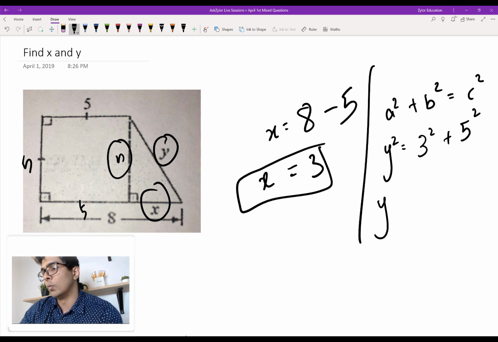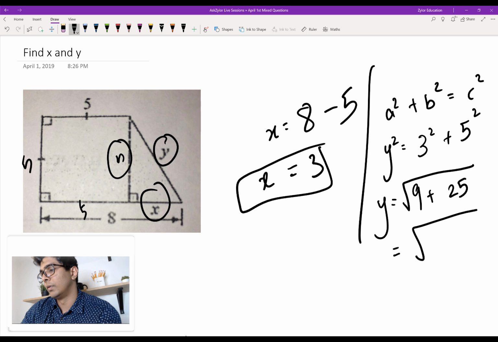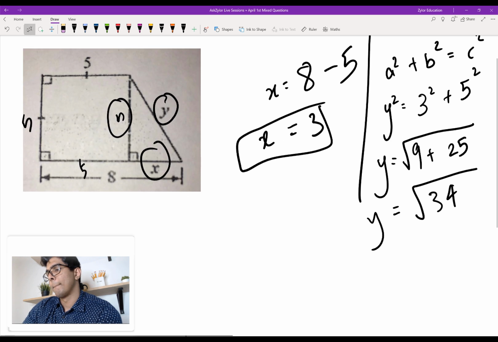So to find what y is, I have to get the square root of 3 squared, which is 9, plus 5 squared, which is 25. So the square root of 34. So my y is simply going to be square root of 34. If I want a decimal, I can plug that into the calculator.